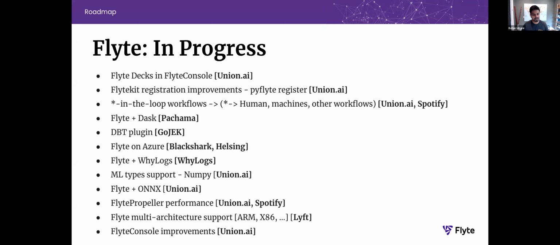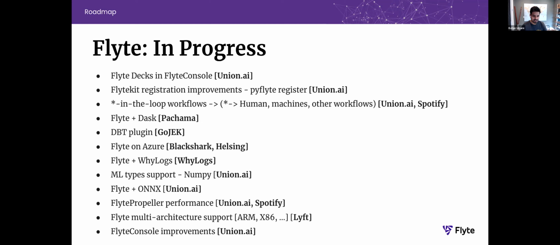Propeller performance. This is always a back-burner thread that we have. We keep on working on parts of it. We've not been focusing as much from all our folks, but recently Union AI and Spotify have been diving deep and improving things. Spotify has been running more than 5 million workflows a month. So yeah, it's on one cluster. So it's getting really, really hot. So we're trying to make sure that it keeps on scaling.